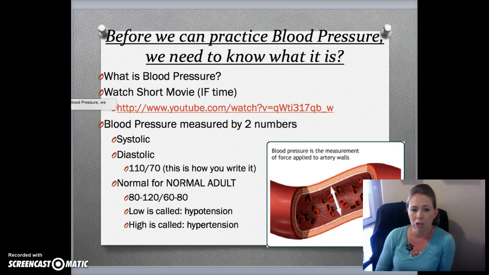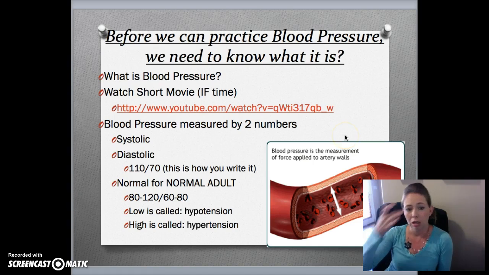So let's just go over blood pressure real quick. Again, we're going to be doing this in lab again. So what is blood pressure? Well, it is the pressure inside your body. It's telling us what your heart is doing when the blood is initially pumped through your body and then when it returns to your heart. So it's telling us the pressure inside your arteries and veins, okay? In lab, we will watch this quick little video, and it will explain more.